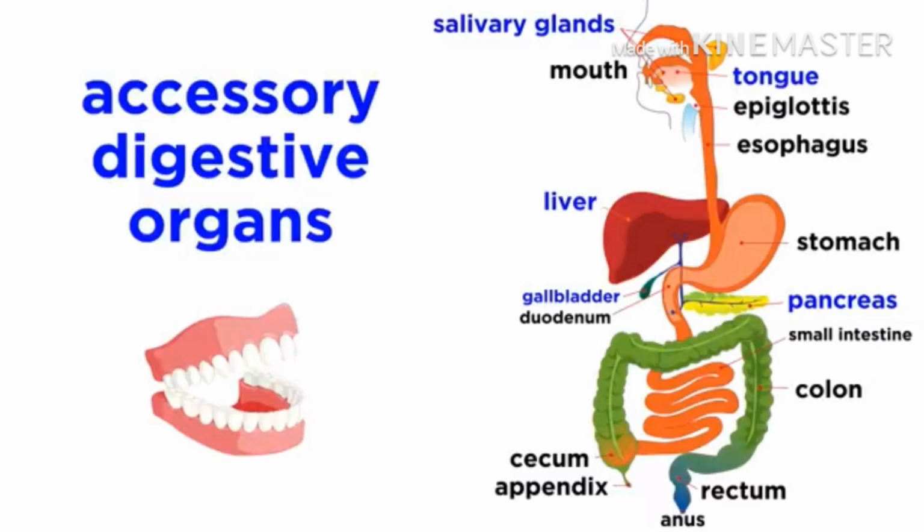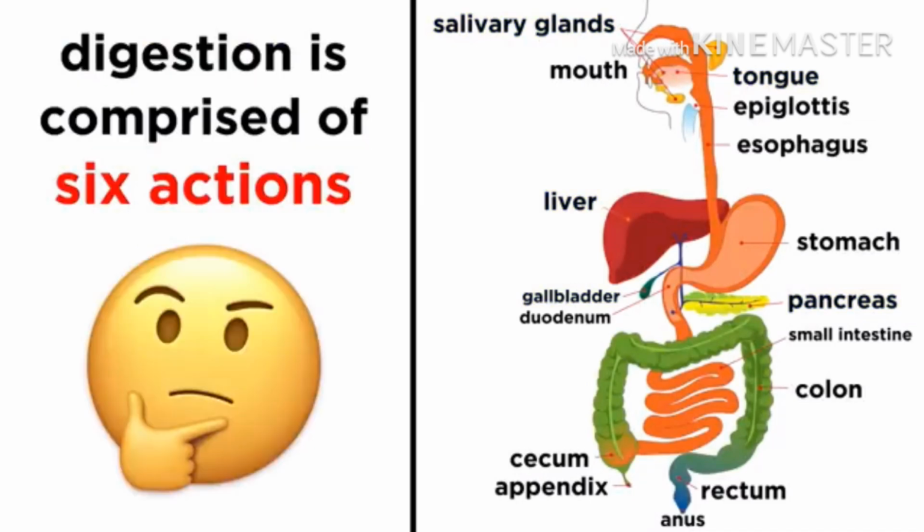Along the way, much of the food is broken down into molecular fragments that can be absorbed through the lining of the tract and into the blood that surrounds it. The rest of the digestive system is made up of accessory digestive organs like the teeth, tongue, gallbladder, salivary glands, liver, and pancreas, which are not part of the GI tract but have a considerable role in digestion. All of these components work together to produce a sequence of 6 actions.